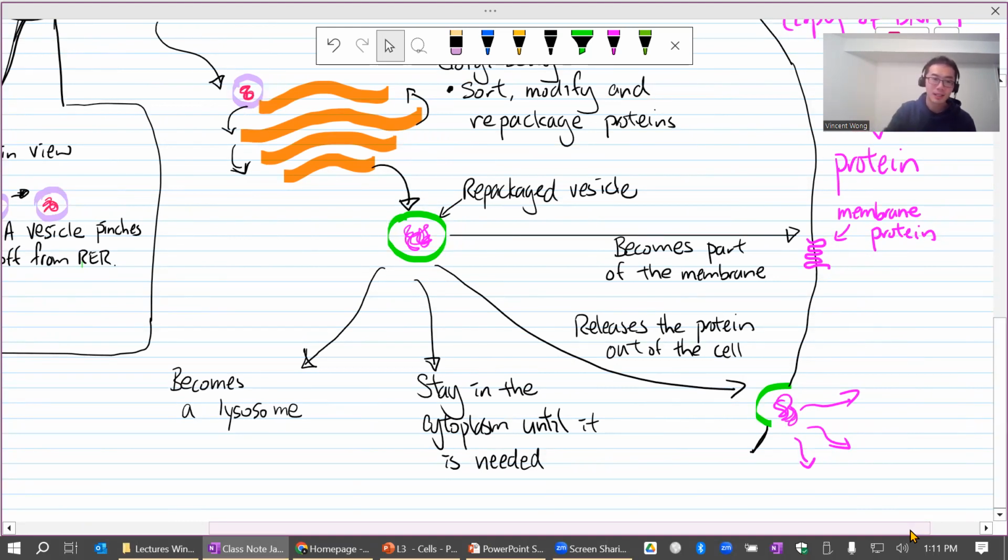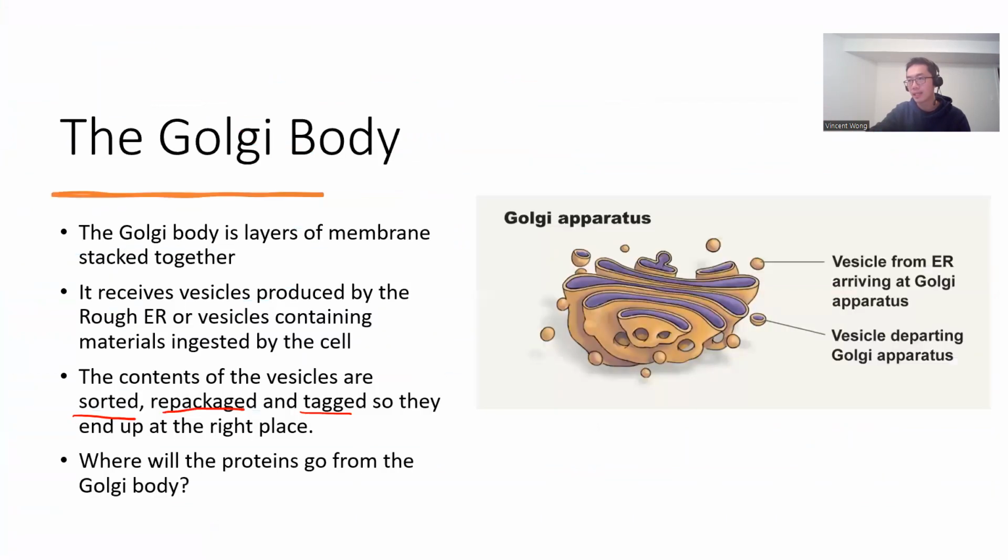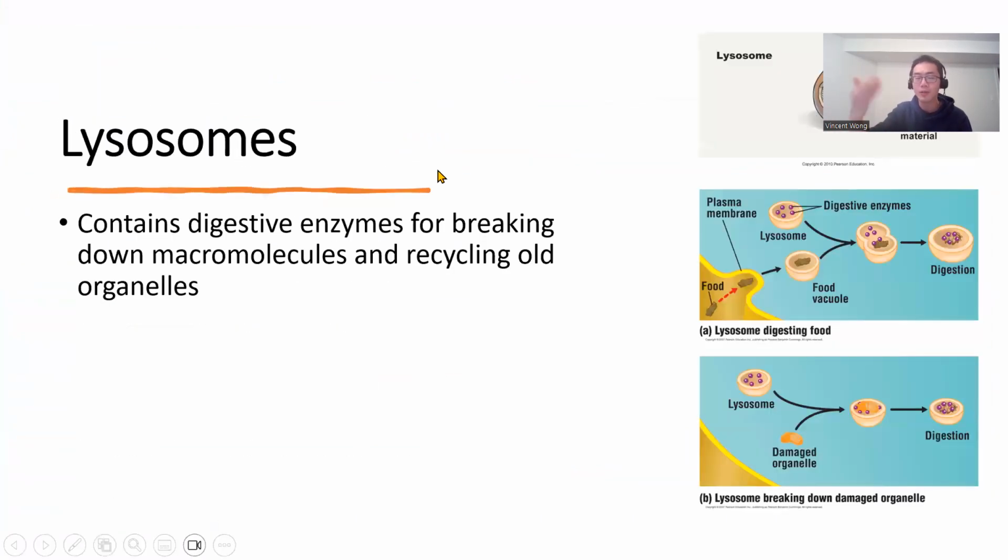So this last thing, it will become a lysosome. What is the lysosome? What does it do, right? So lysosome is the last thing that is in the endomembrane system. Okay, remember that list, right? The nuclear envelope, smooth rough ER, Golgi body, and the last thing on the list is the lysosome, right?